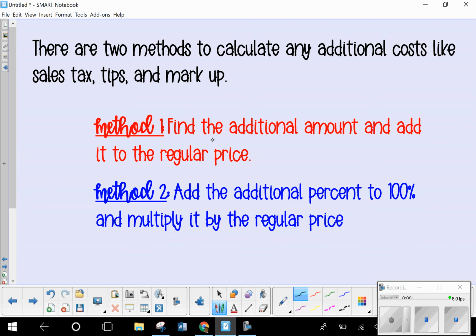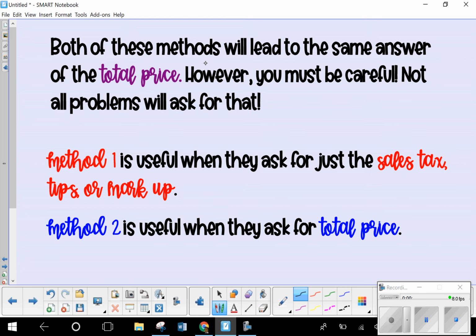Method 1, you find the additional amount and add it to the regular price. Method 2, add the additional percent to 100% and multiply it by the regular price. Both of these methods will lead to the same answer of the total price. However, you must be careful. Not all problems will ask for that. Method 1 is useful when they ask for just the sales tax, tips, or markup. Method 2 is useful when they ask for the total price.